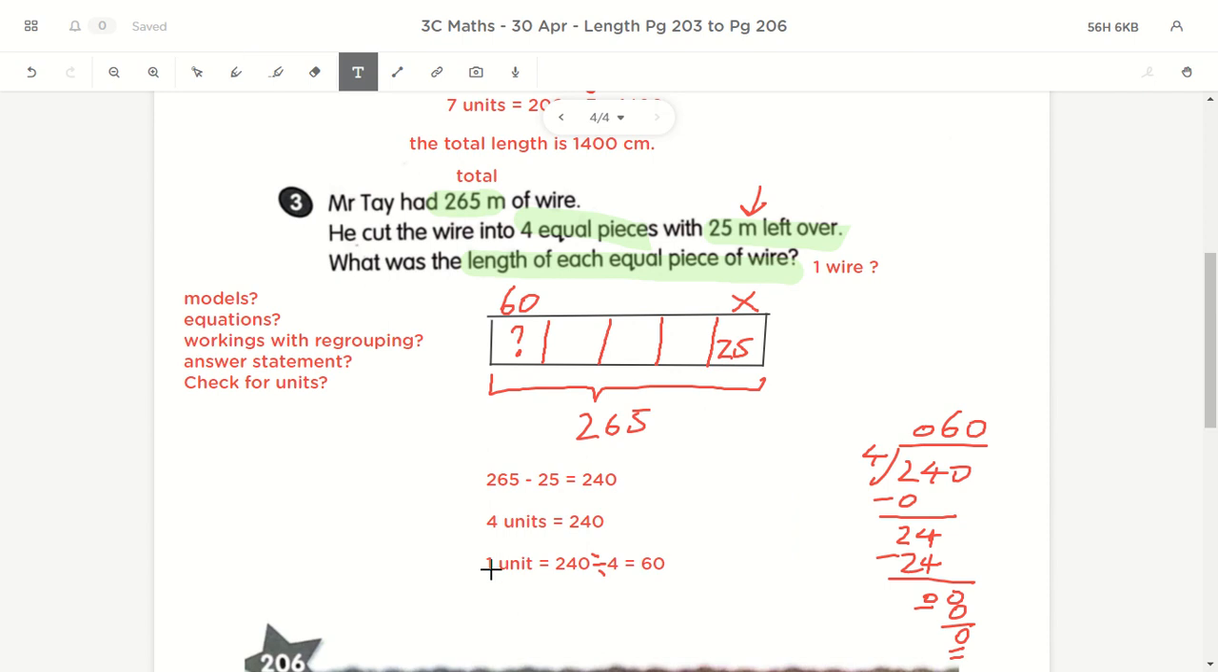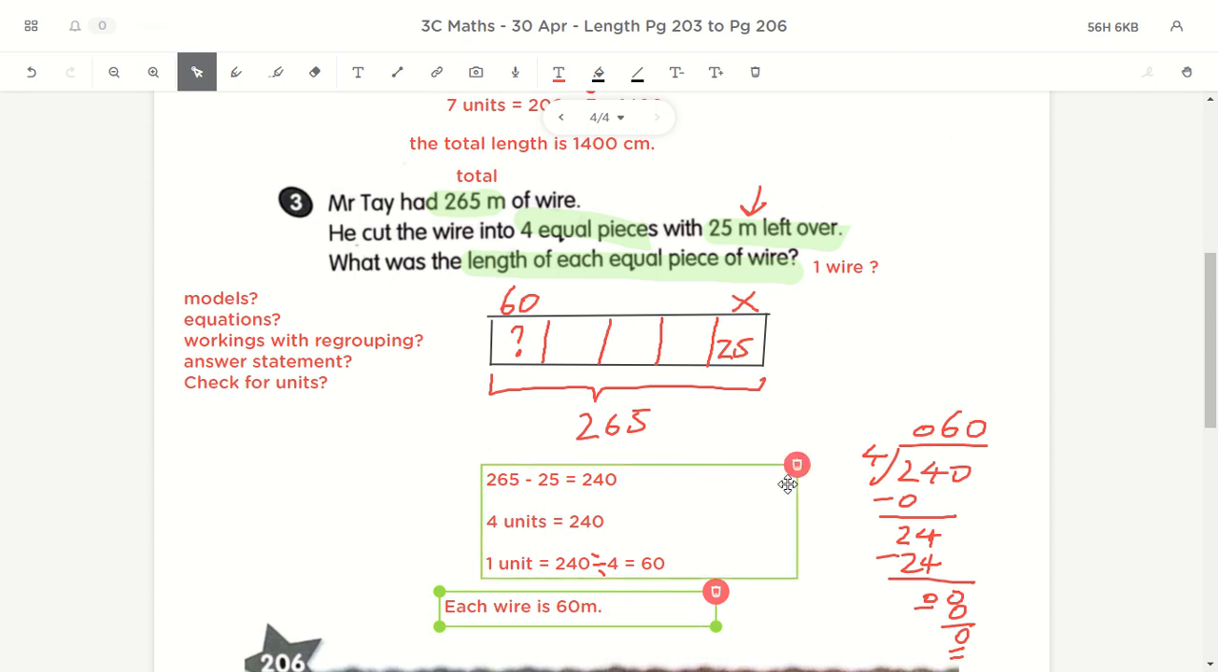So let's write the answer statement down. Each wire is 60 meters. Please make sure you check for the units. Alright, so this is the homework for last Thursday. It's quite straightforward if you draw the model.